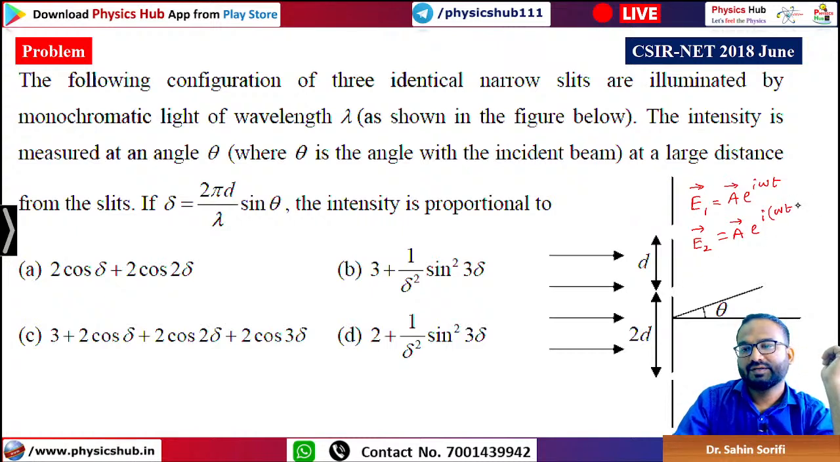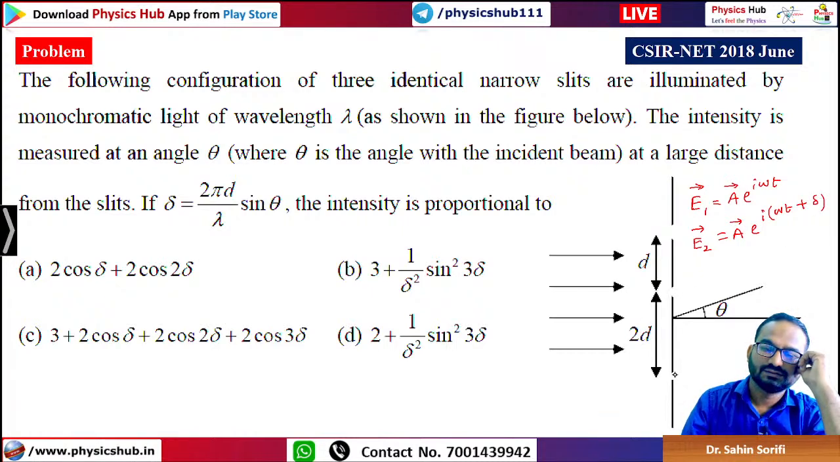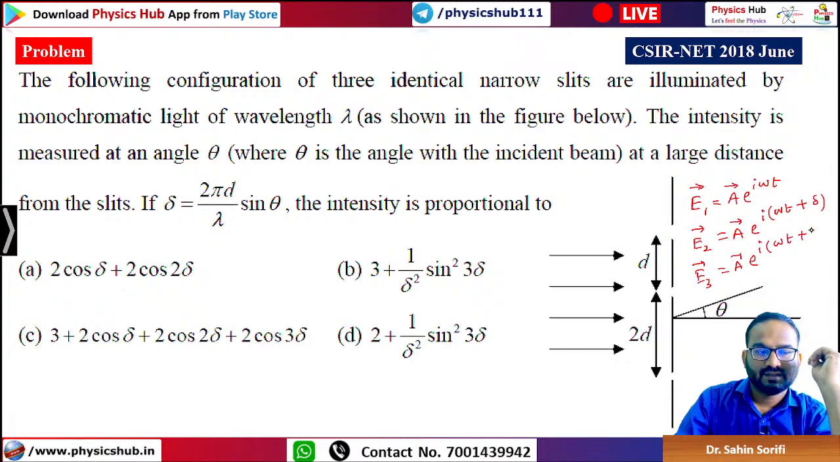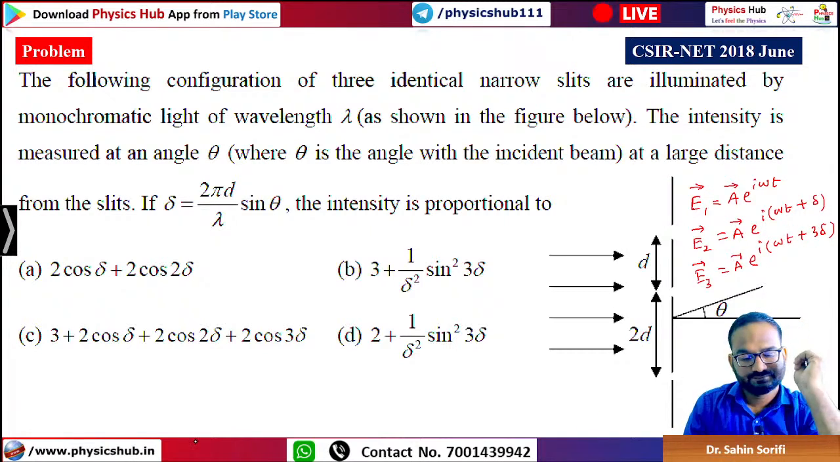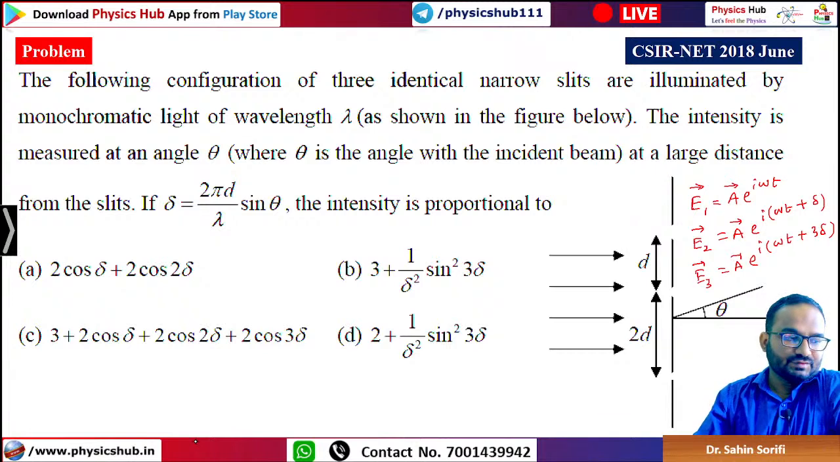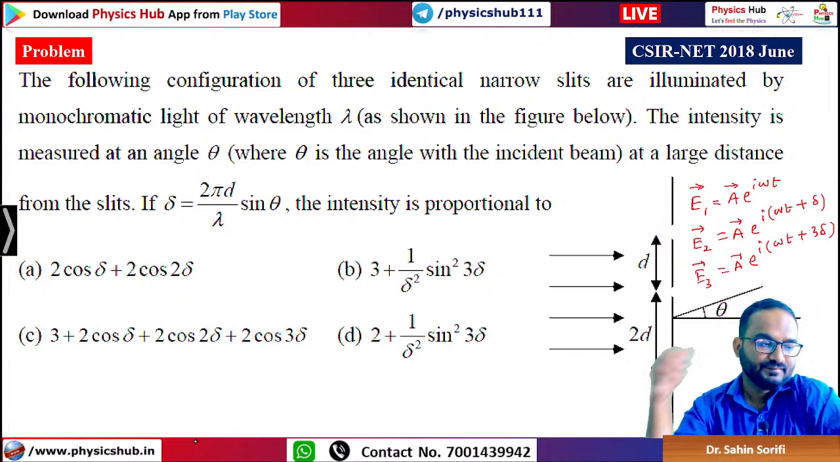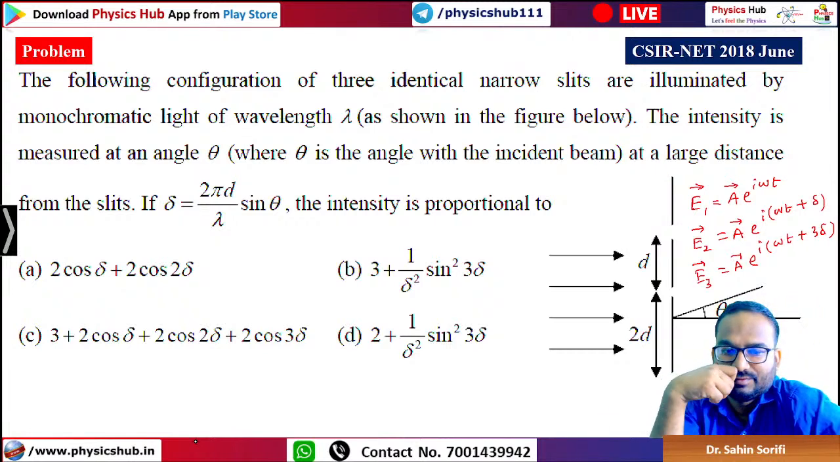So it is separated by some distance d. So let's say that is delta. Here you can see the distance is doubled. So what will you take for E3? Frequency is the same, plus you will take it 3 delta. So do it. It will be easier for you to add the exponentials.